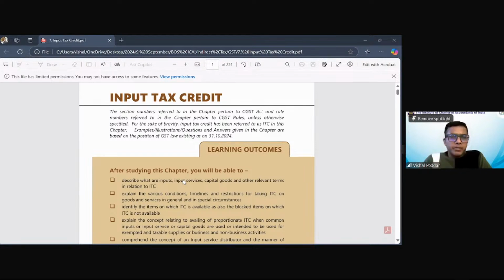Our entire syllabus is mainly focused on the outward side. So we study topics like supply, place of supply, time of supply, value of supply, composite supply. All those topics are mainly covering the credit side of your P&L. However, this topic is focusing on the debit side, that is your expenses side.